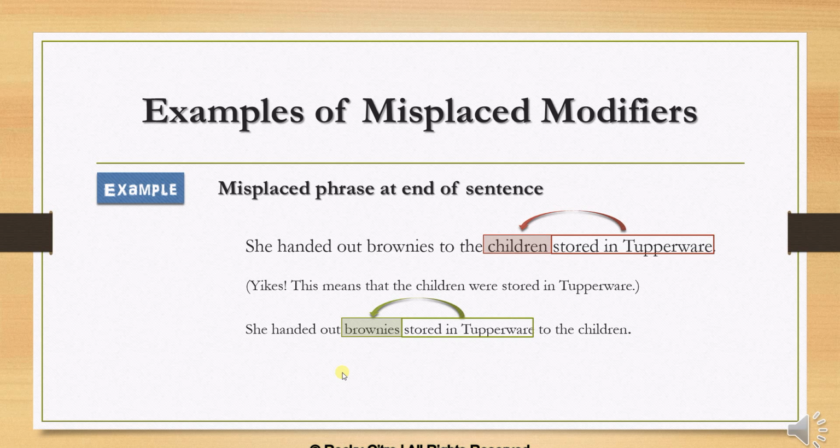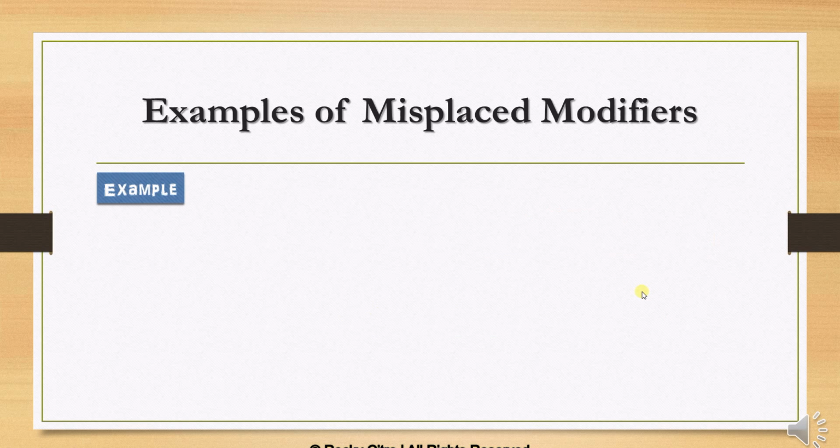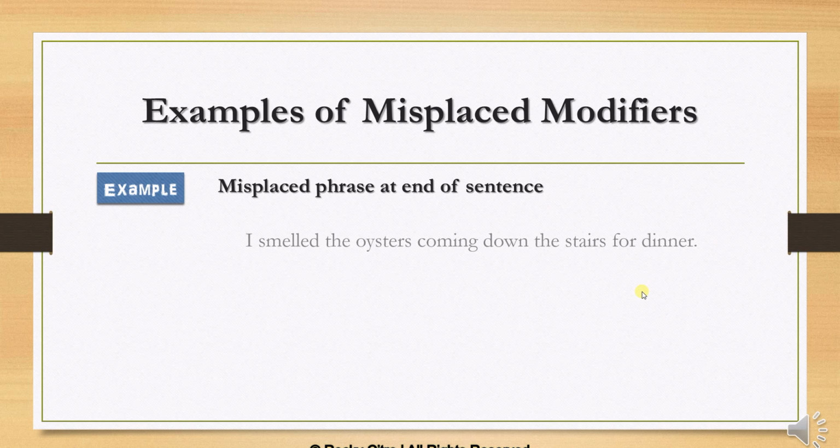She stored brownies in Tupperware and handed them out to the children would be better. So sometimes, too, it's not just the order. You can just completely rewrite your sentence and fix some issues. Alright. Let's look at another one of a misplaced modifier at the end of the sentence.